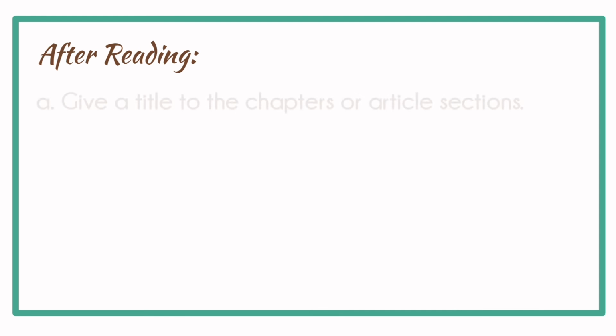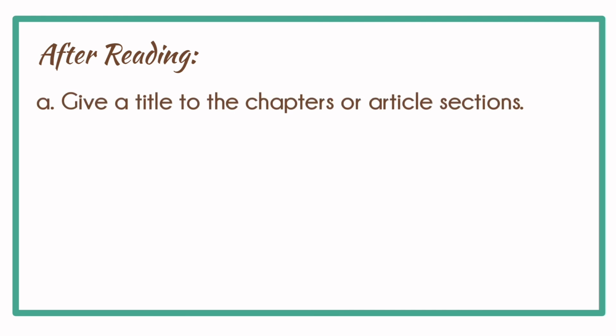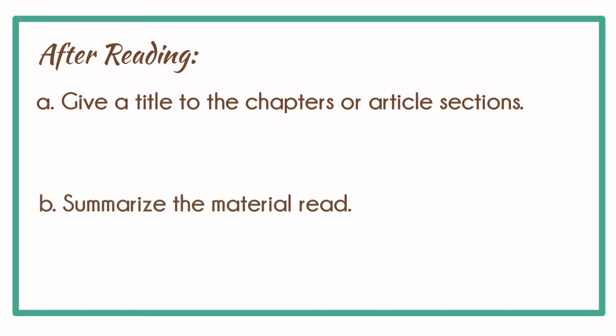Annotation after reading. A. Give a title to the chapters or article sections. Some books and articles already have chapter titles. If they do not, they should be given relevant titles after finishing the reading on that section. This aids in organizing the main idea of that particular section. B. Summarize the material read. In the empty space at the end of that page, the article must be rewritten, noting the essential points and using only a couple of sentences.